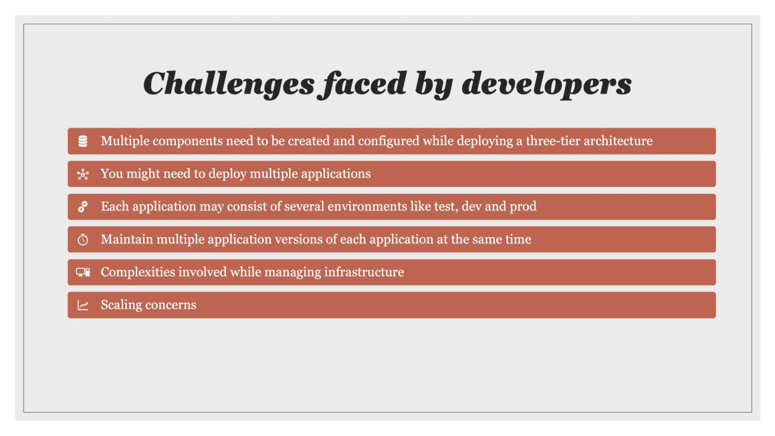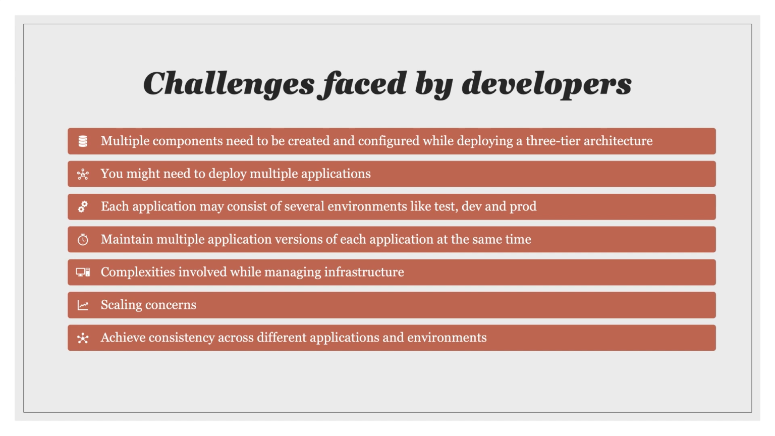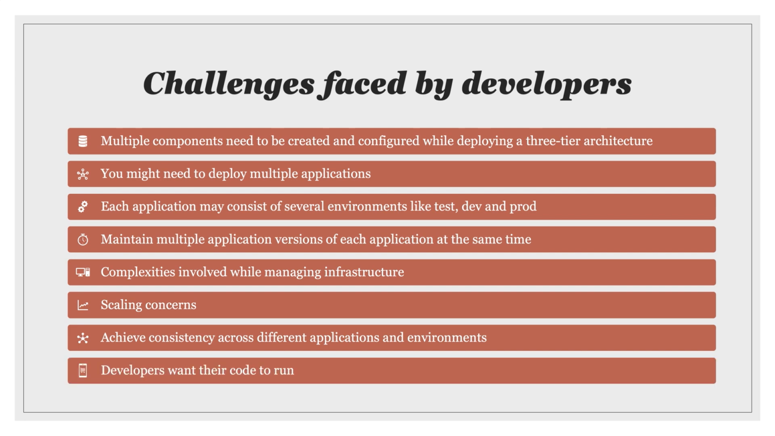You might have some scaling concerns. You will be using auto-scaling in most applications so that you can automatically scale out or scale in, I would say, increase or decrease the number of instances based upon the patterns of incoming traffic, time of day, and demand. You want to achieve consistency across different applications and environments. Overall, as a developer, you want your code to run. So you'll be using Beanstalk to solve these challenges or issues.